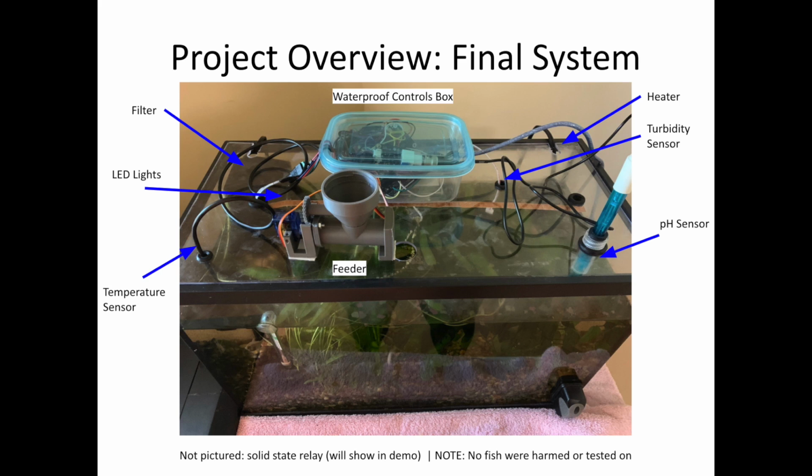Here you can see the completed system on top of a standard dimension 10-gallon fish tank. It should be noted that the heater and temperature sensor are placed opposite of each other, as well as the filter and turbidity sensor. These locale choices were made to allow proper dissipation of conditions for more accurate readings.